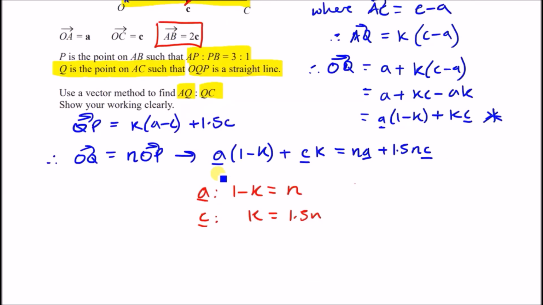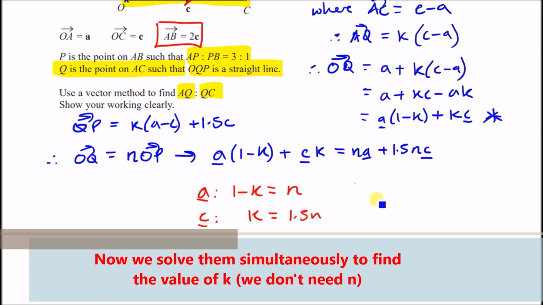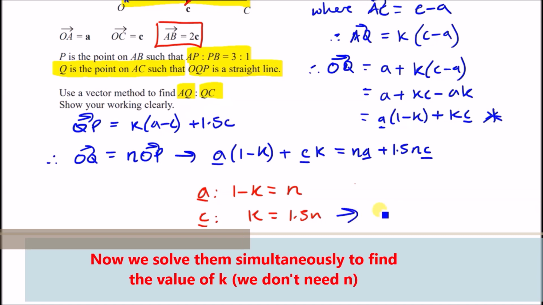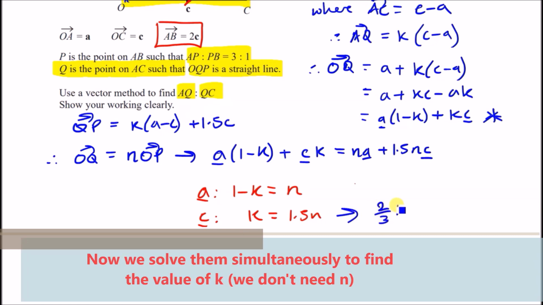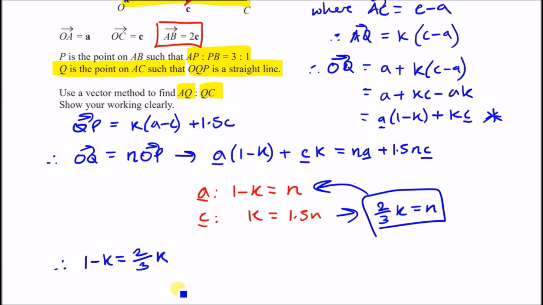Okay, now what I could do, I could just divide by 1.5 across. So dividing by 1.5, you're going to get 2/3 k equals n. So just put this in the calculator, 1 over 1.5. And now I'm going to substitute this equation into the first equation. So basically, replace n with 2/3 k, yeah? So you're going to get 1 minus k equals 2/3 k. And now we just solve for k.